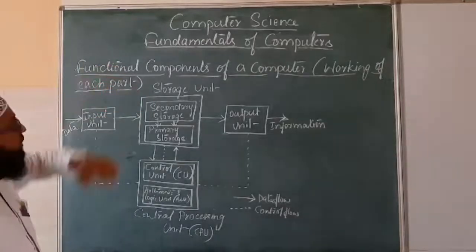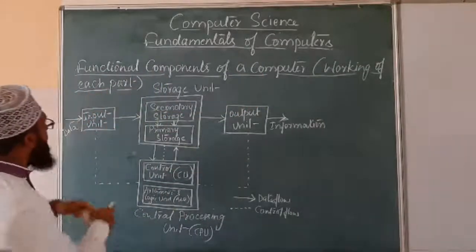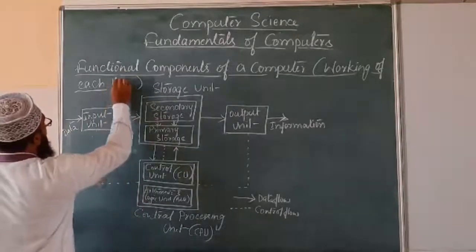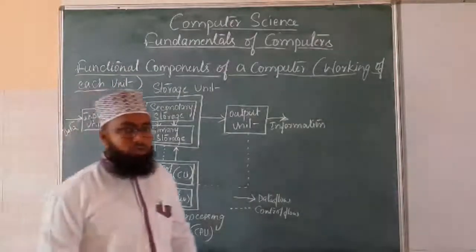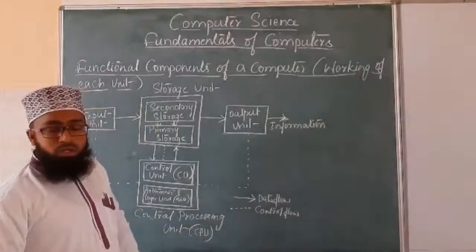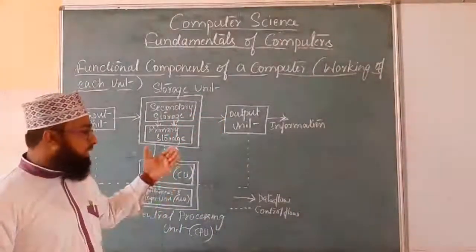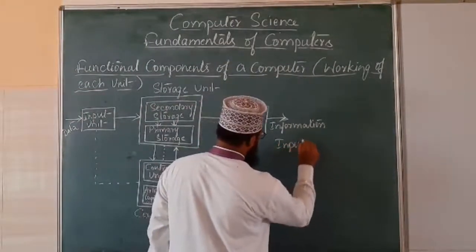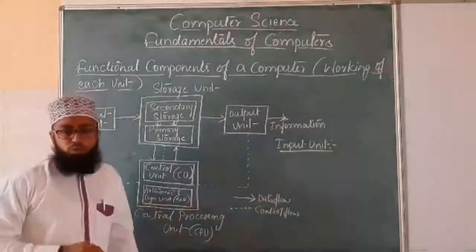Now we are going to discuss the functional components of the computer and the working of each unit. Now I am going to explain this diagram. If you are clear about this diagram, I will explain the things one after the other. First of all, take the input unit. What is meant by the input unit?